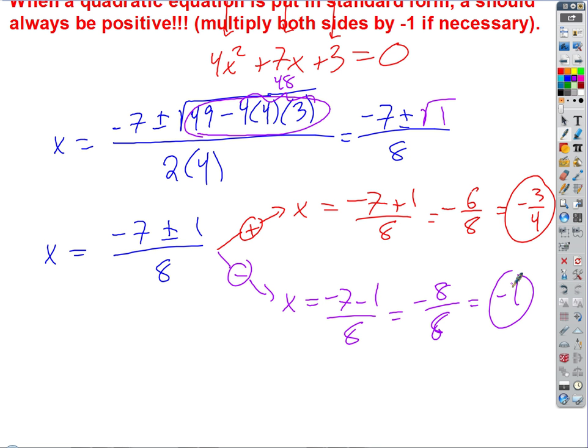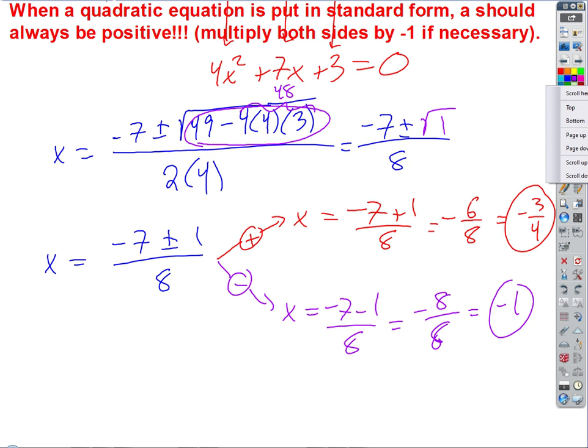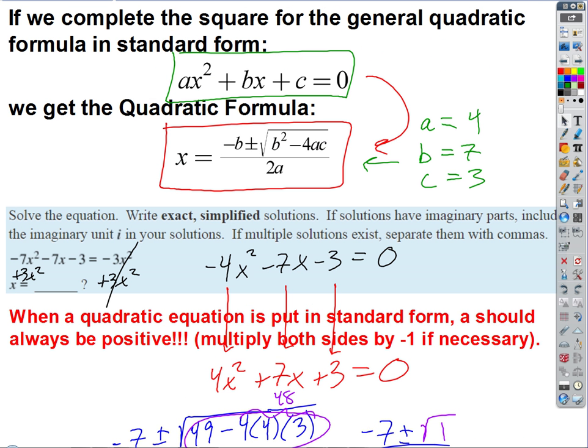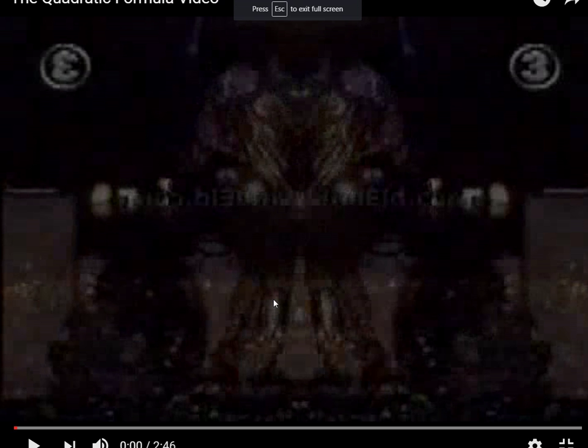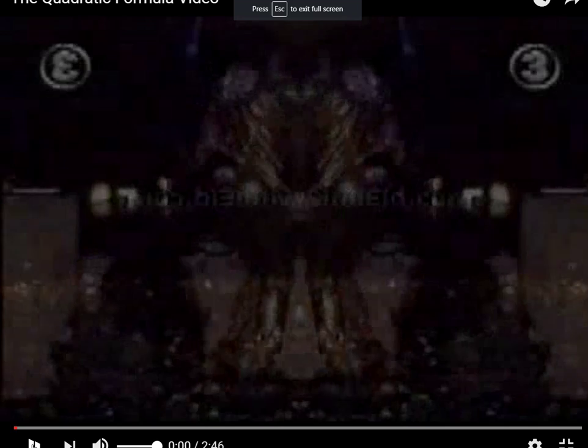All we had to do was get the original equation into standard form, and then just plug everything into the quadratic formula. To do that successfully, the only thing you really have to remember is the quadratic formula. I think I already showed this to you, but you have to watch it again because you have to remember it.